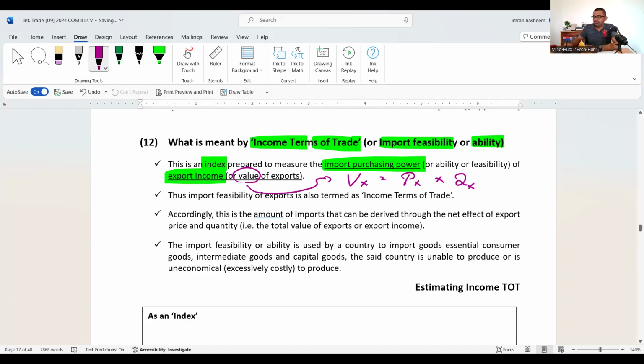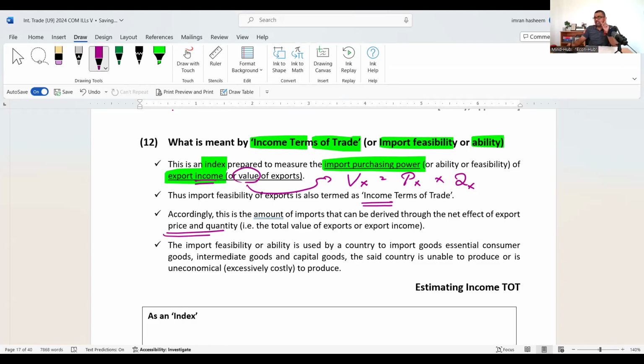You know where that word came from, right? Because we were looking at the export income here. This is called income terms of trade. What income? Export income. Accordingly, this is the amount of imports that can be derived through the net effect of export price and quantity. We know that, right? I will have stated that already. That is the total value of exports or export income, right?